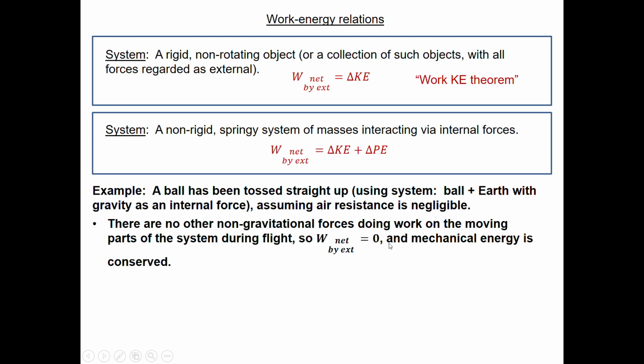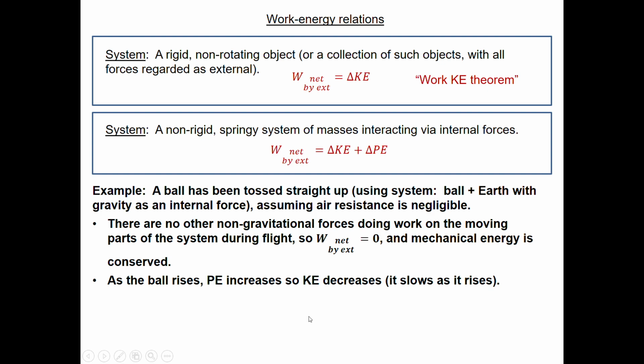And therefore, in a trivial kind of way, the net work done by external forces is 0, and therefore mechanical energy is conserved. How does this agree with what we said before? As the ball rises, we already said the potential energy stored in the ball-Earth system increases, and therefore the kinetic energy has to decrease, and of course it does. It slows as it rises up, so the system is gaining potential energy as it loses kinetic energy. And again, the Earth effectively doesn't move, so it's a part of the system we don't have to worry about work being done on, and it doesn't change its kinetic energy either. The ball is the thing that's doing all the changing in motion.